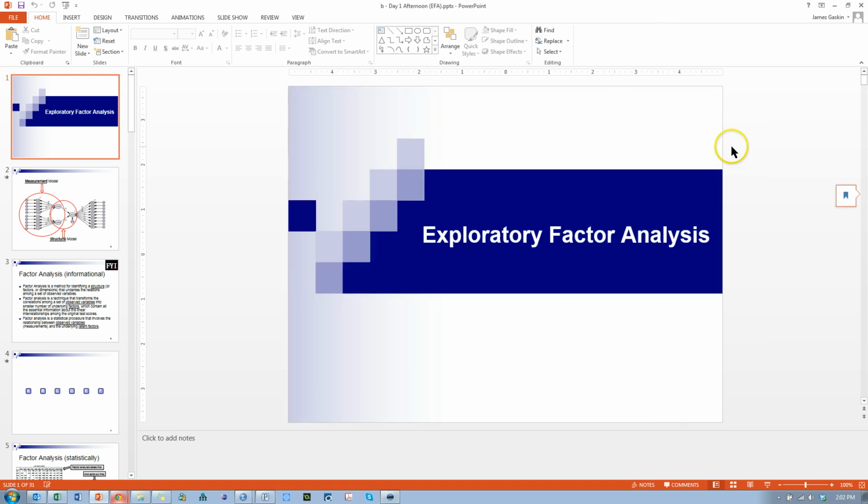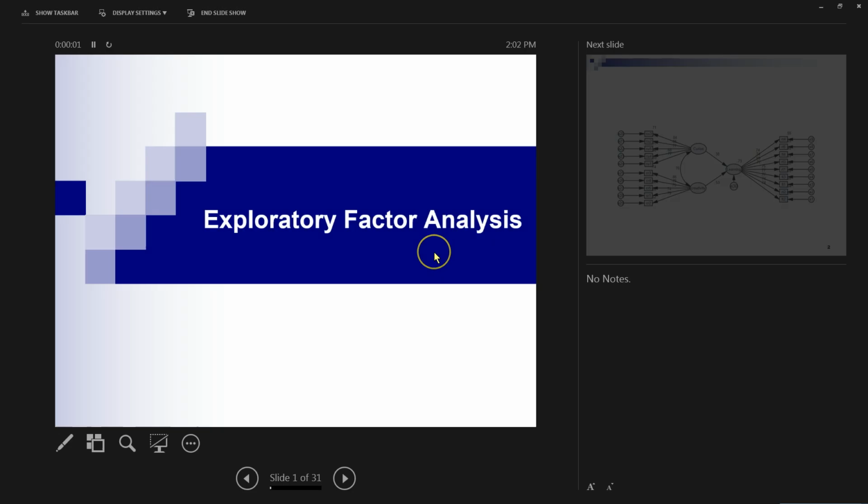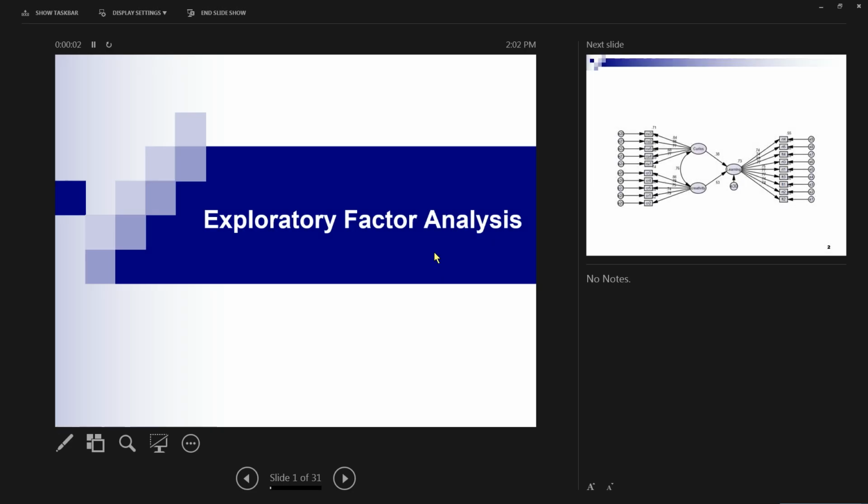Let's go. Let me just switch screens here. Hopefully this works. Yay, there we go. Okay, let's get started. Missing a few people, looks like, but that's all right.